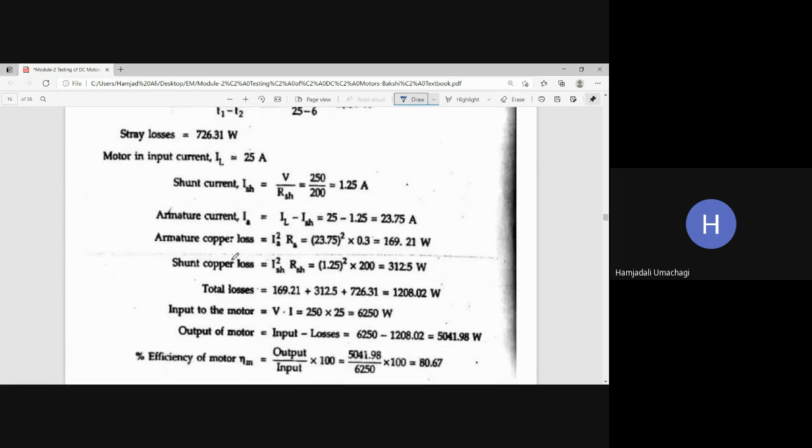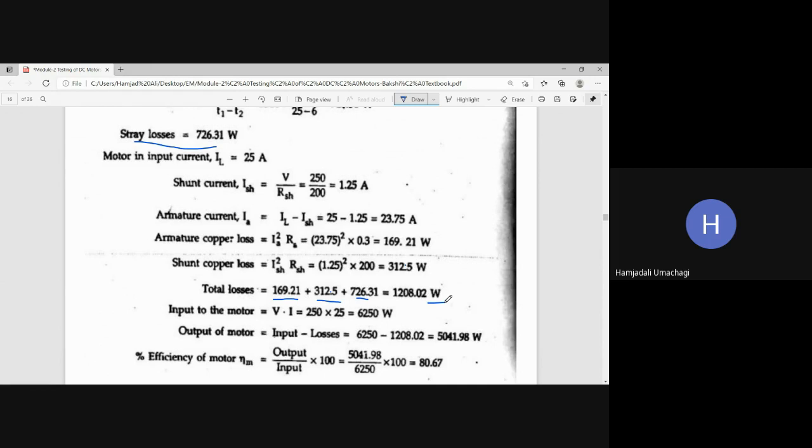Now, after calculating armature copper loss, stray loss, and field copper loss, let us calculate total loss. Total loss is the armature copper loss, which is 169.21, plus field copper loss 312.5, plus finally the initially calculated stray loss, which is 726.31. All these give us the total losses. So the sum will be 1208.02 watts. This is how we have calculated total losses.